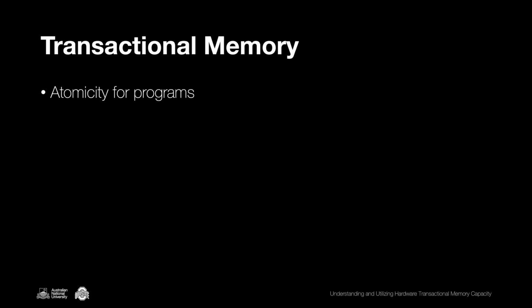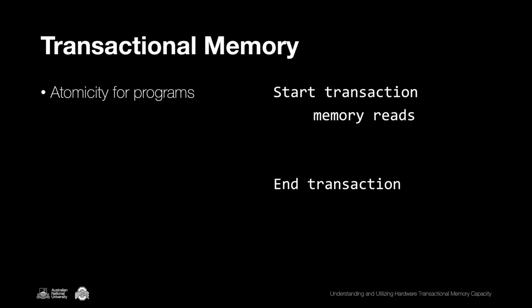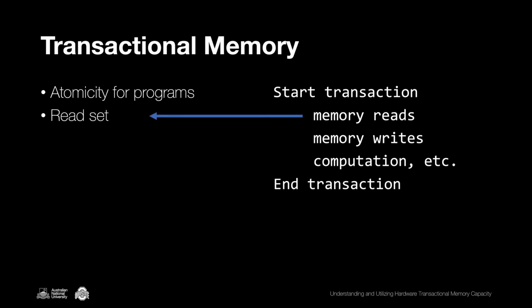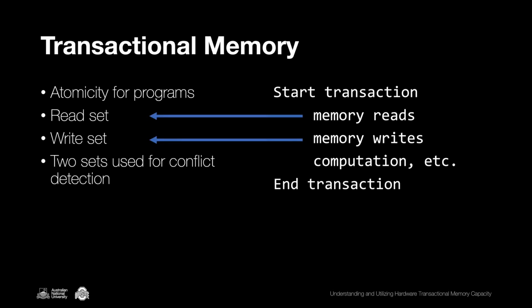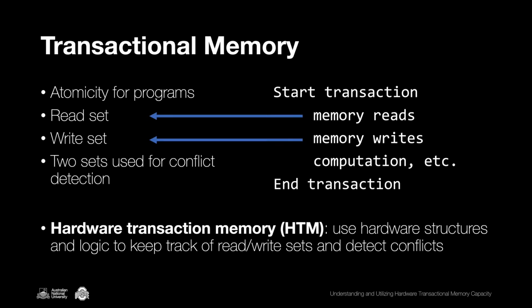Transactional memory makes the semantics of transactions available to program execution and provides atomicity to a sequence of instructions. Inside the transactions, you can perform memory reads and memory writes. You can even do different computations. The memory read in a transaction is referred to as the read set, and the memory written to in a transaction is referred to as the write set. These two sets are used for conflict detection. Hardware transactional memory, or HTM, is an implementation of transactional memory where hardware structures and logic are used to keep track of read and write sets and to detect conflicts.